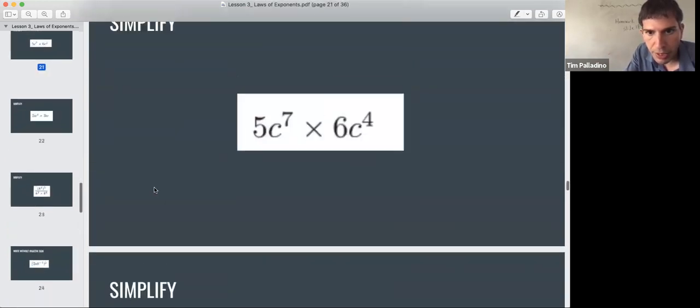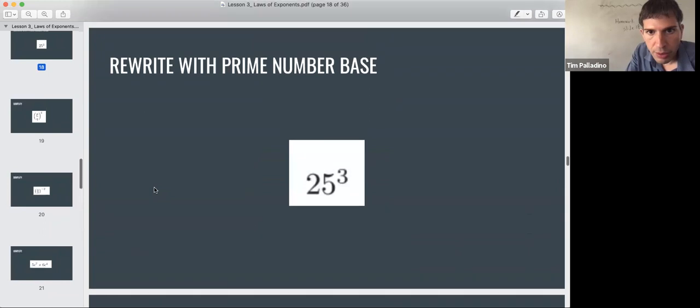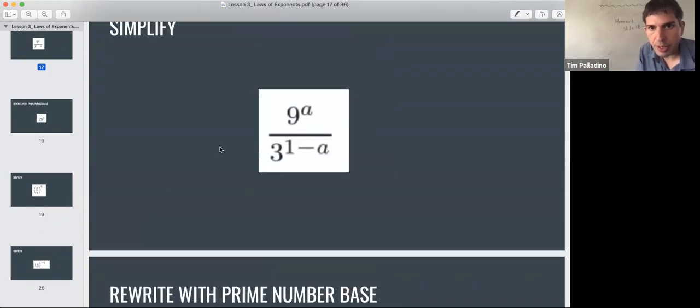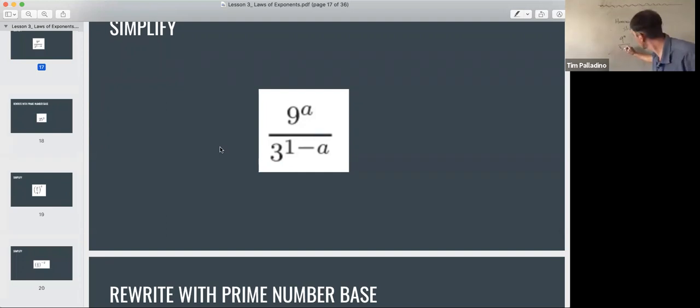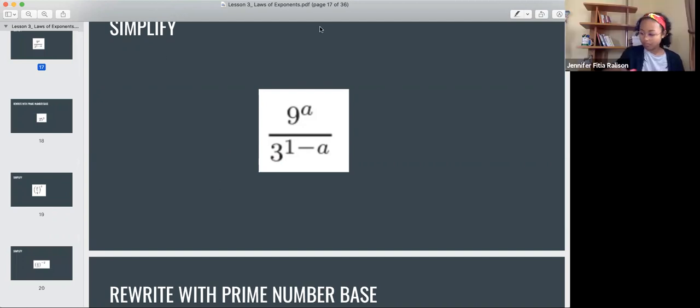Hang on, let me find that slide again. Let's take a look at this one that says 9a. First, let me just write that down. Is everyone clear on homework? Yeah. So 9a divided by 3 to 1 minus a. Let's just do this one, and then we'll be done for today. Could you please stop sharing your screen? Oh, sorry. Thank you.